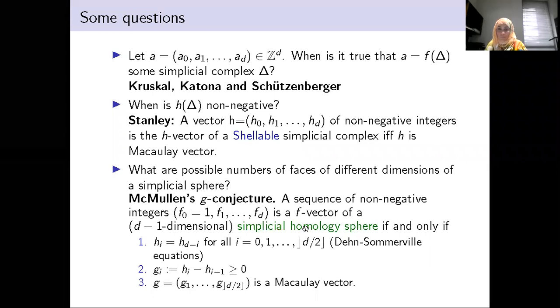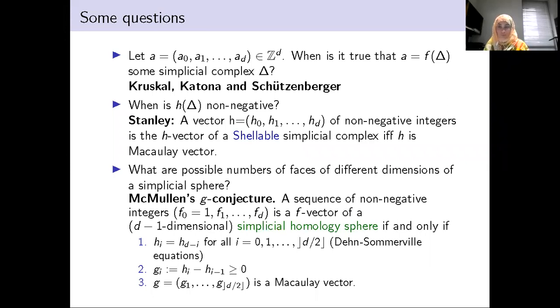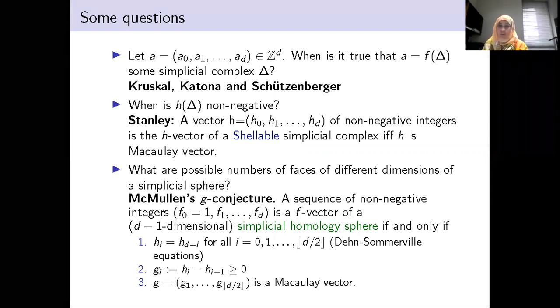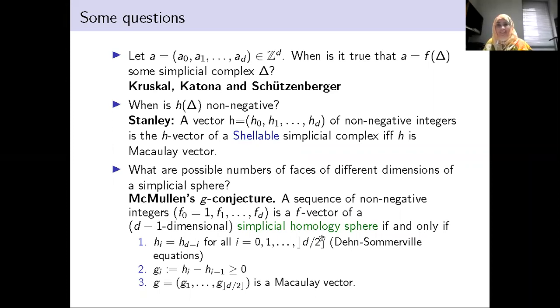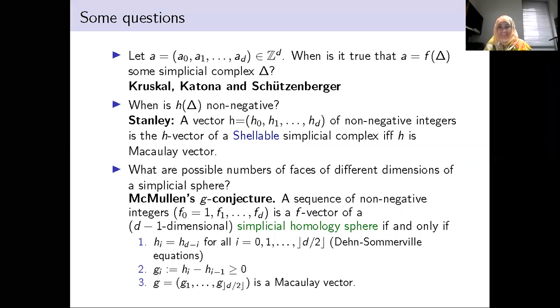So now what is open? It is open for anything which is not a simplicial homology sphere. For those, it is still open.